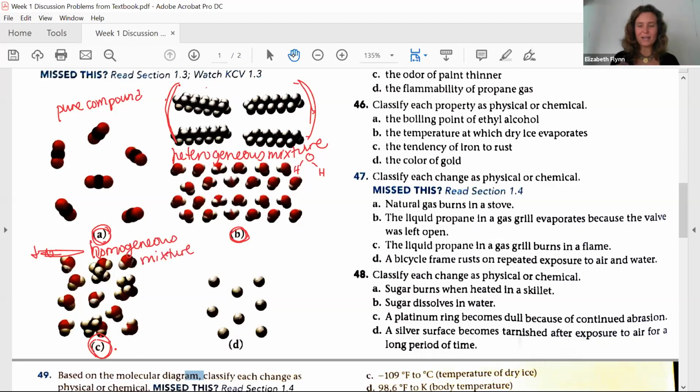Okay. What about D? What's D? Yeah, pure element. Okay. Cool. So one of each. So this is a way to think of it on that molecular scale, right? Thinking of the molecules and atoms involved in mixtures and pure substances.